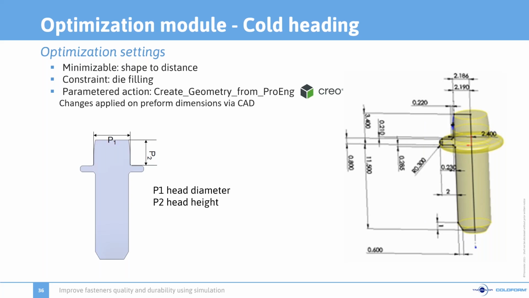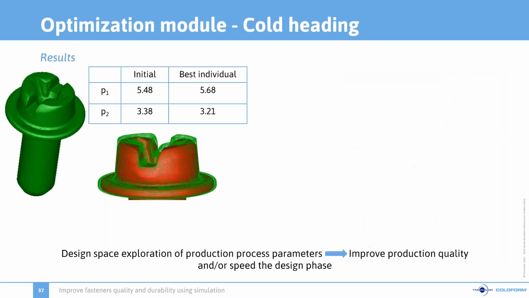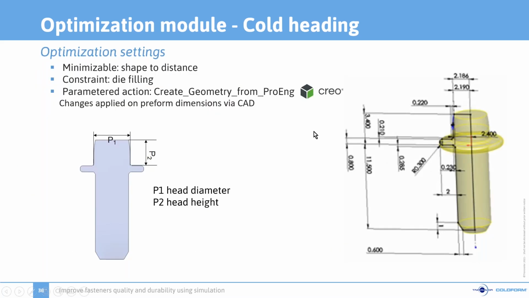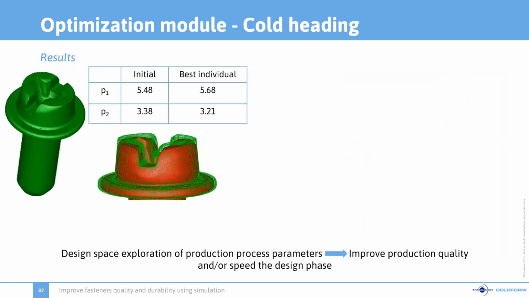The variation of P1 and P2 was made by Creo. As well, other couplings are possible, for example, with CATIA or SolidWorks. This table presents the initial values of P1 and P2. Then here we have the values of P1 and P2 for the best individual.